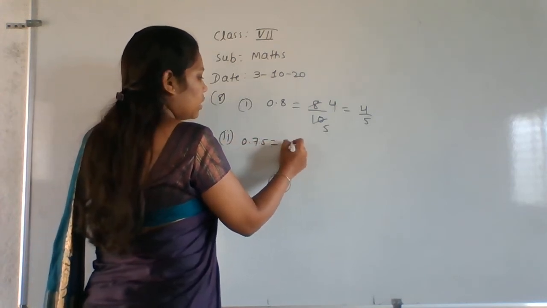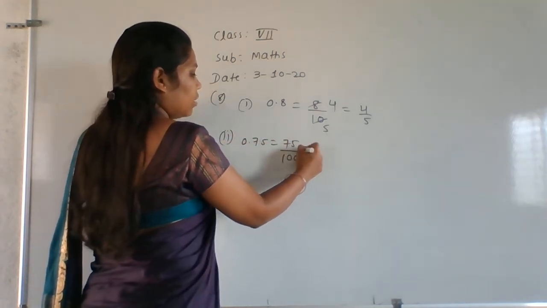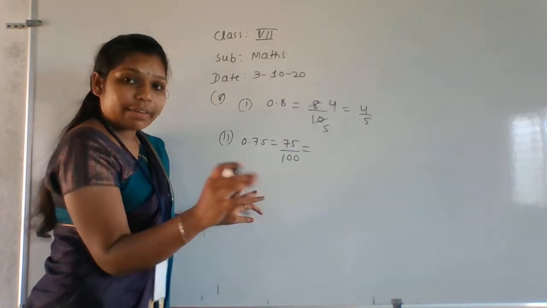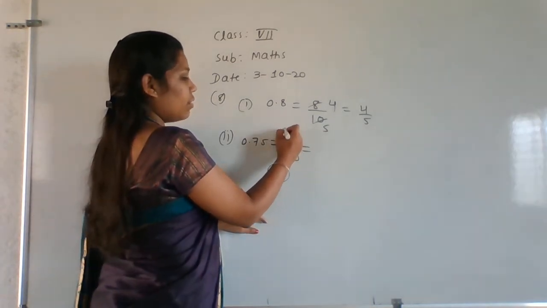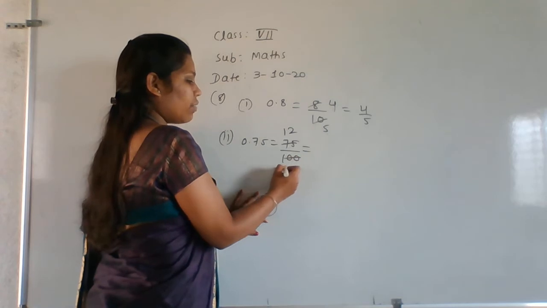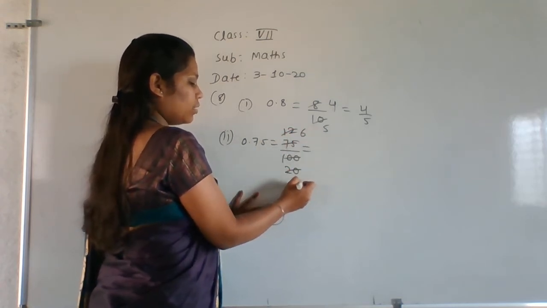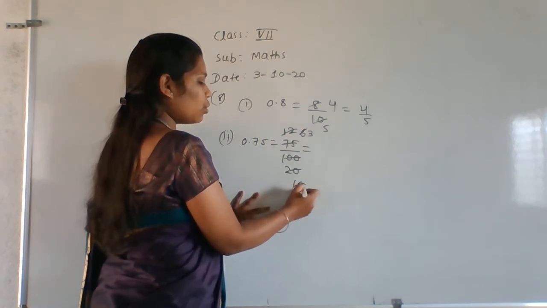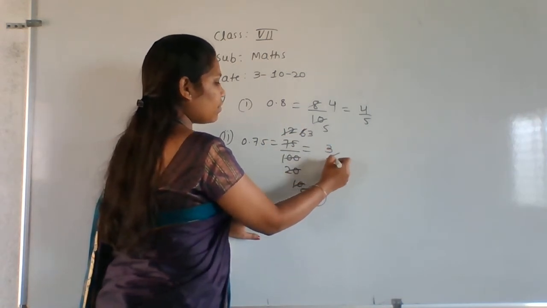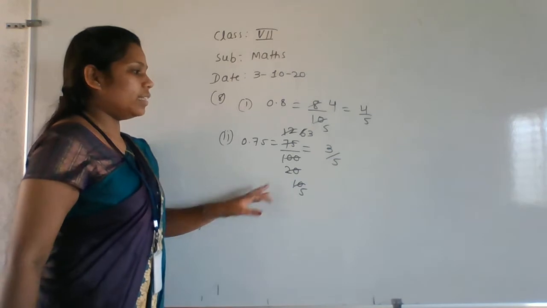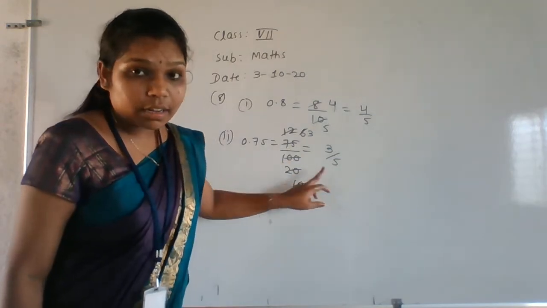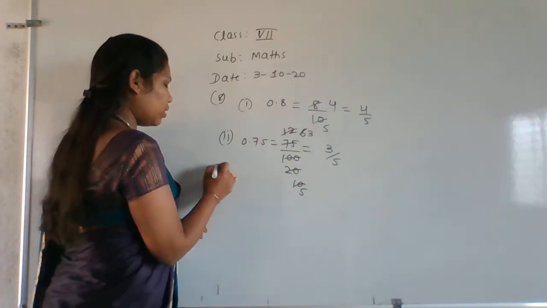0.75 means 75 by 100. Again divide with the 5 value, that is 5 ones are 5, 5 twos are 10, here 5 twos are 10, 0. Next 2 6s are 12, 2 10s are 20. 2 3s are 6, 2 5s are 10. What is the simplest fraction? 3 by 5. 3 by 5 is the simplest fraction here. Next go for the third one.